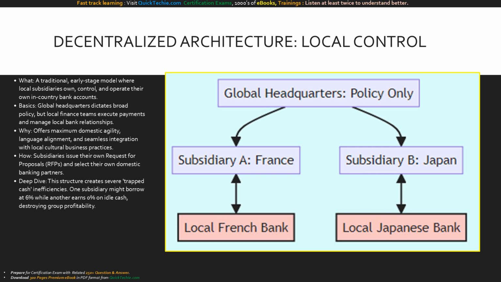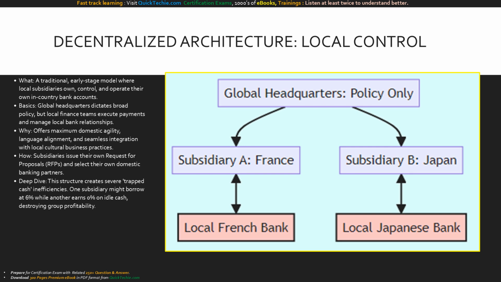Why do companies use this model? It provides maximum agility. The local team speaks the language, knows the local clearing systems intimately, and resolves supplier issues quickly. How is it built? Subsidiaries run their own localized RFPs. However, our deep dive reveals the fatal flaw of decentralization: trapped cash.